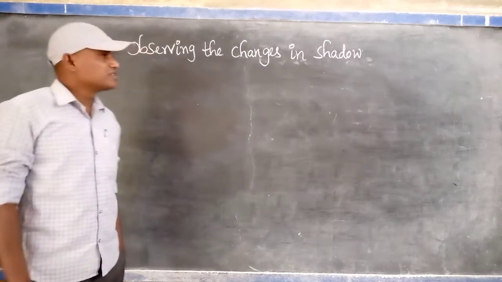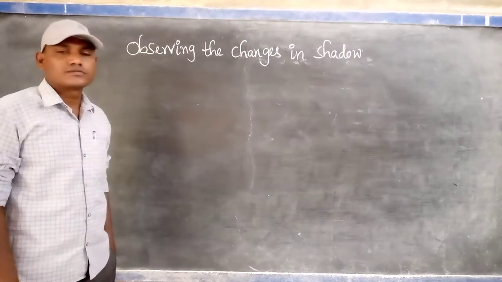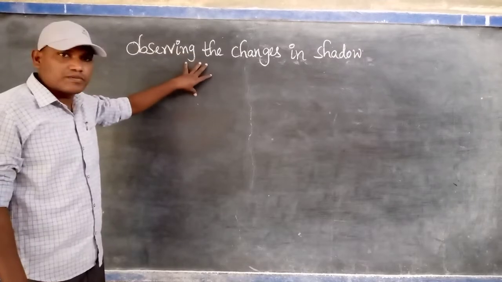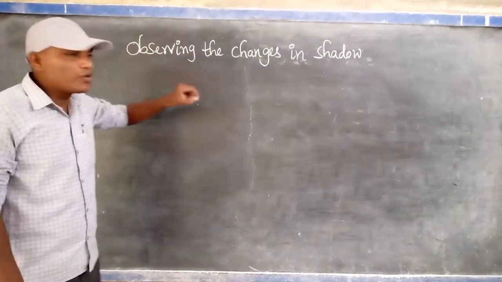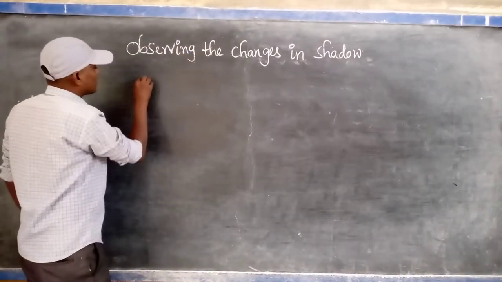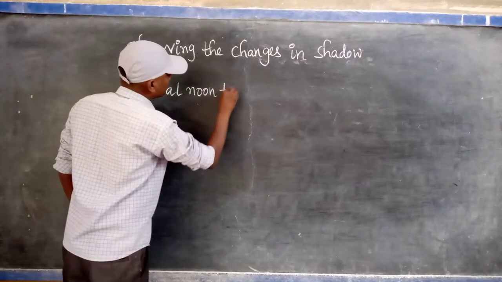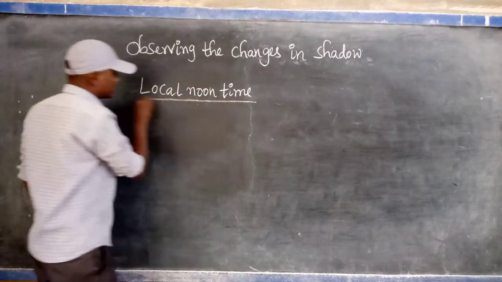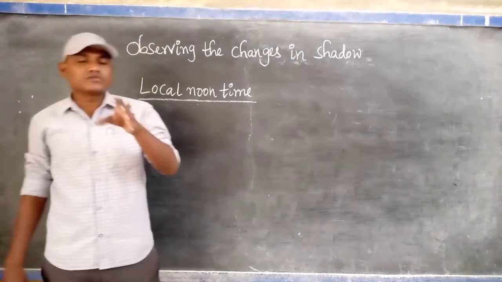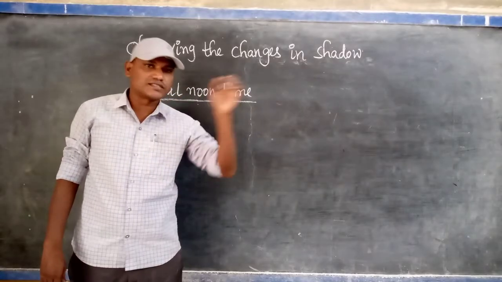So our concept is observing the changes in shadow. Mainly under this concept, we discuss the local noon time. This is our main topic under this one. Listen very carefully. What is the name of our chapter? We know very clearly, Stars and the Solar System.